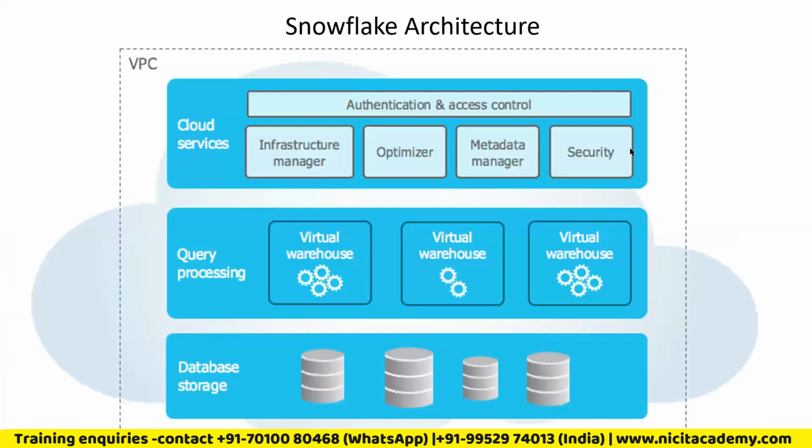And if we talk about the architecture, in a VPC or virtual network, we can see this is like a VPC, and in the VPC we have cloud services as one component, the second component is query processing, and the third component is database storage. So these three components work together on Snowflake. So this is like an architecture diagram. Okay, let me see where we stand right now.